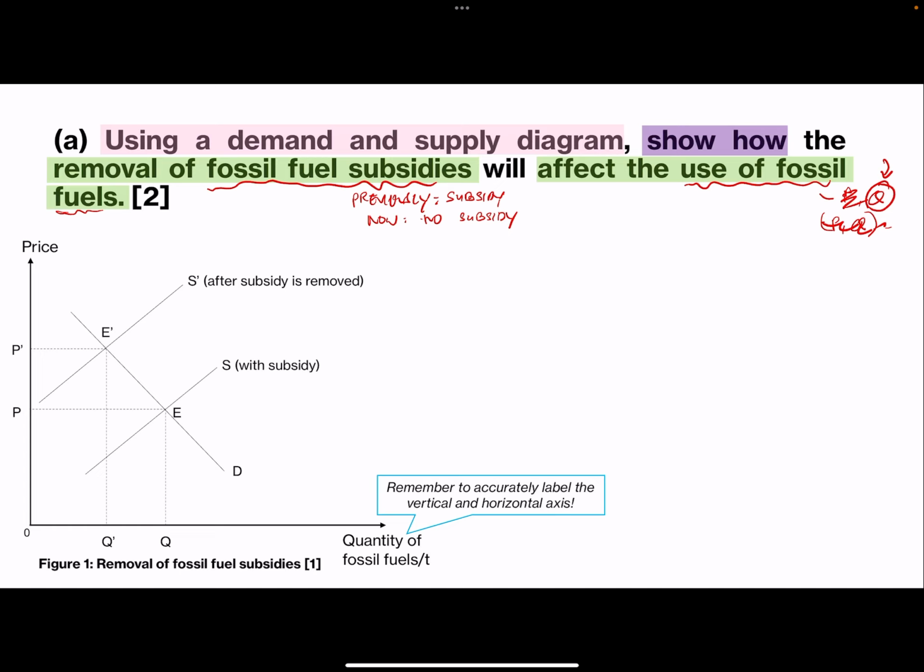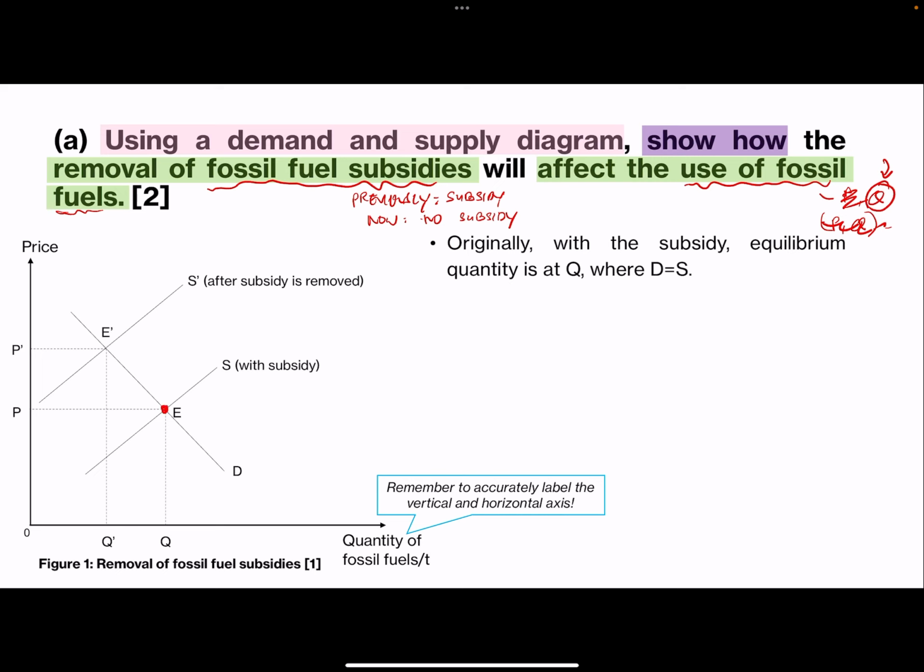Okay, so you want to make sure you label the vertical and horizontal axes correctly, because Cambridge always says that people don't label the axes. You can use quantity, you can use price. Just make clear that this is the fossil fuels market. Originally, with the subsidy, the equilibrium quantity is at Q, where demand equals supply, so that's here.